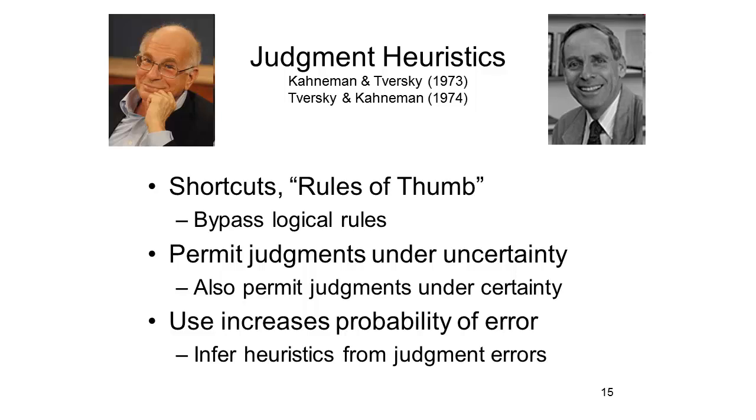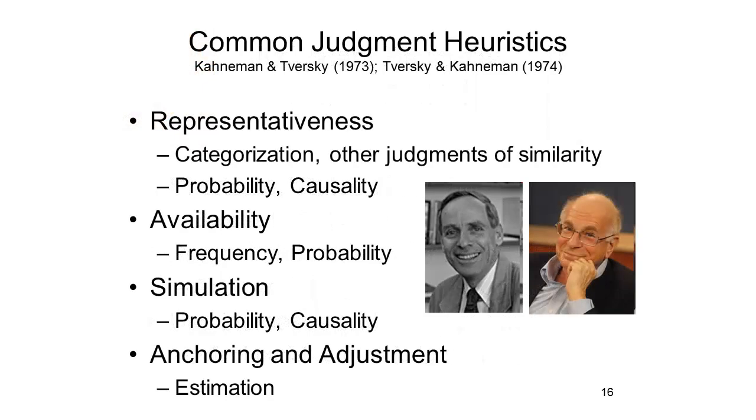That's when they can make errors, and in fact we're able to infer what judgment heuristics people are using from the errors they make in judgment, in much the same way that we inferred the prototype or exemplar structure of mental categories from errors like Justice Gray's. In their work together, Tversky and Kahneman identified 4 judgment heuristics that are commonly used in reasoning about various kinds of problems: representativeness, availability, simulation, and anchoring and adjustment.